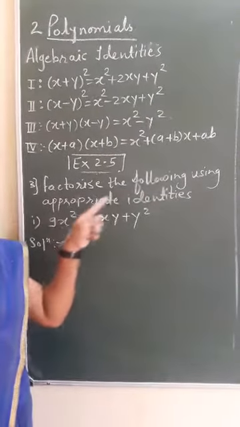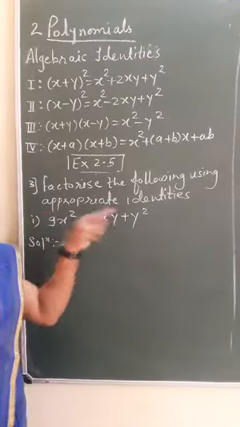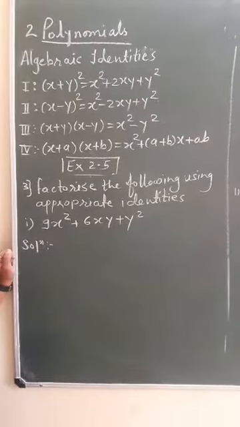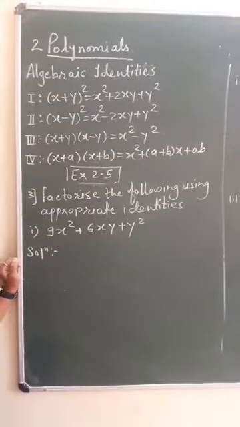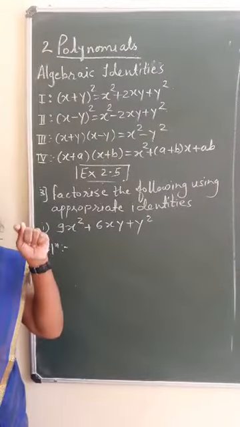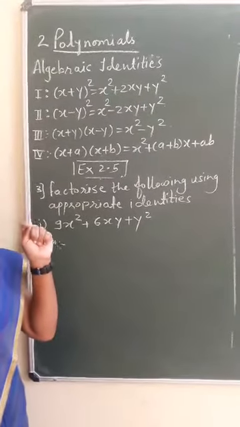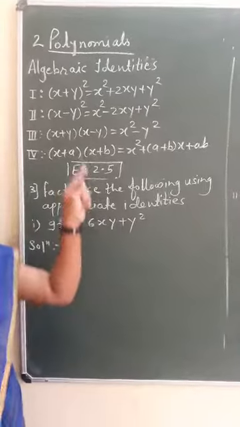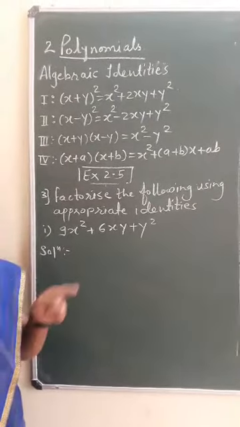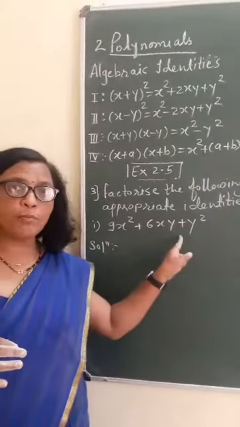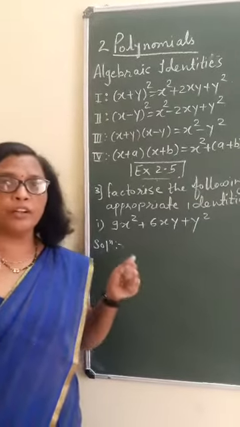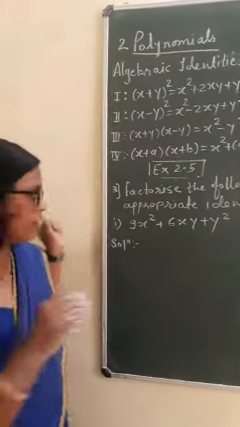Third problem, factorize the following using appropriate identity. Means here we have to find the factors. Factors means we have to use the identity in reverse way. For that, when we say x plus y whole square, at that time we say x square plus 2xy plus y square. So the right hand side they have given here. We have to factorize this. Means how many terms are there? The polynomial has 3 terms, and we have to convert it into only one term. That we are going to call factorize.